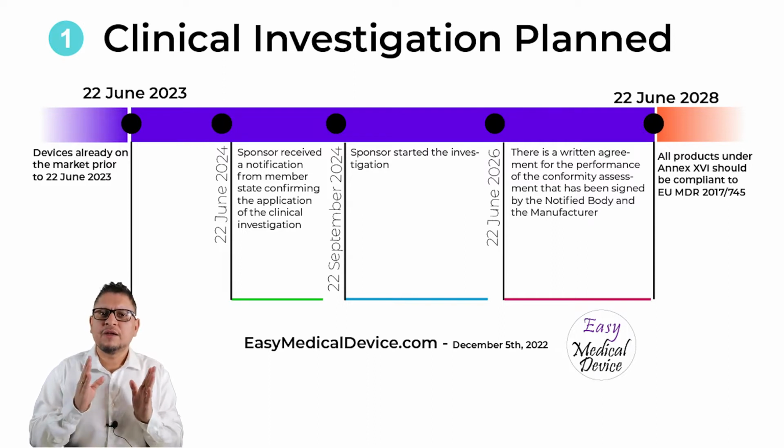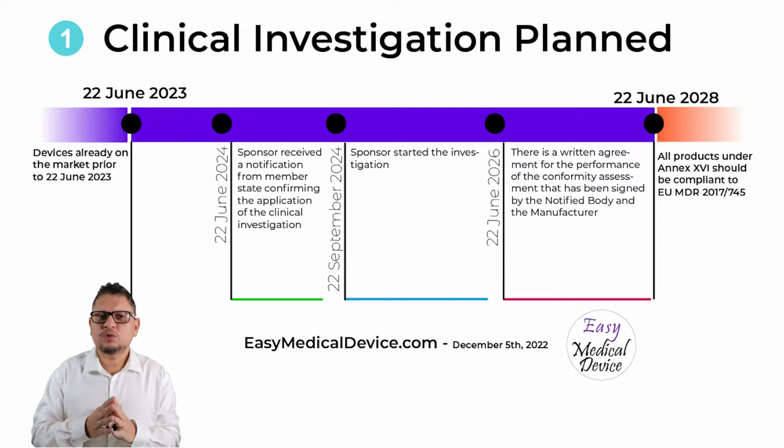The conditions are that first, between the 22nd of June 2024 and the 22nd of September 2024, you should have received a notification from the member state where you are applying for your clinical investigation that your clinical investigation application has been confirmed. So mainly during this timeline, you have to have that. So if you have that, then you can continue to the next phase. Next phase is that between the 22nd of September 2024 and the 22nd of June 2026, you have to start your investigation, your clinical investigation.